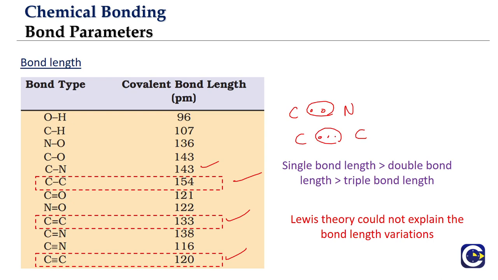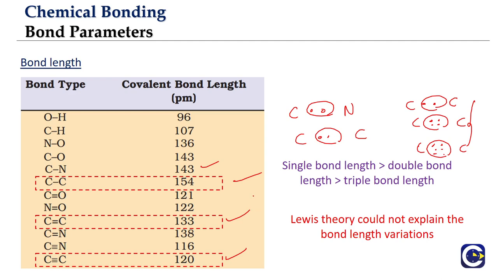Not only that, if we look at the sharing of one pair of electrons or sharing of two pairs of electrons, which is the case of a double bond, or sharing of three pairs of electrons, why is there a difference in terms of the bond length of a single bond, double bond, and triple bond? This also is not being addressed by the Lewis theory. Basically, the concept of bond length itself is not being explored based on the postulates of the Lewis theory.